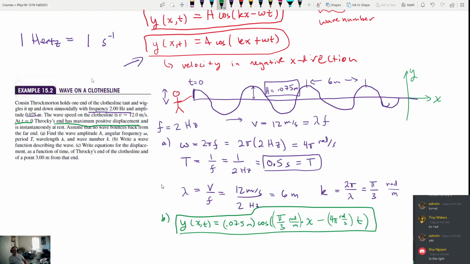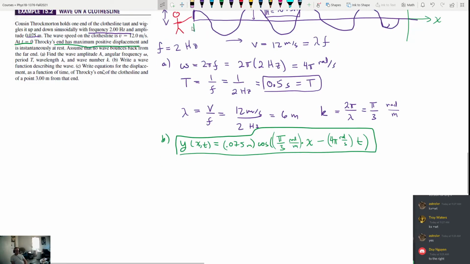Okay. Next, it wants us to write equations for the displacement as a function of time. Hold on a second. Did we make a mistake? No, I think it's correct. Okay, so write equations for the displacement as a function of time of Throckmorton's end of the clothesline and at a point 3 meters from that end.